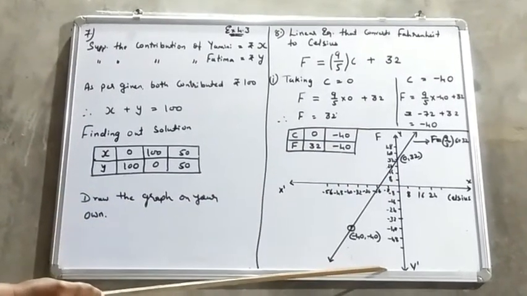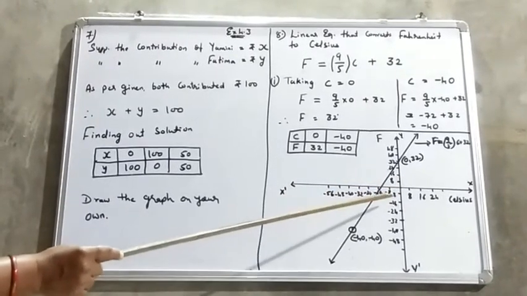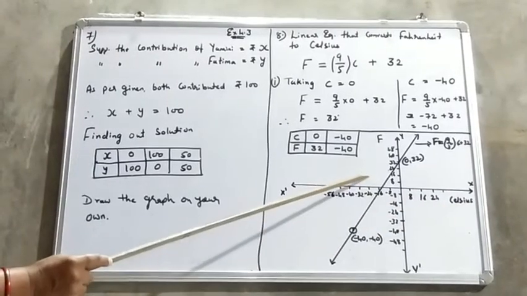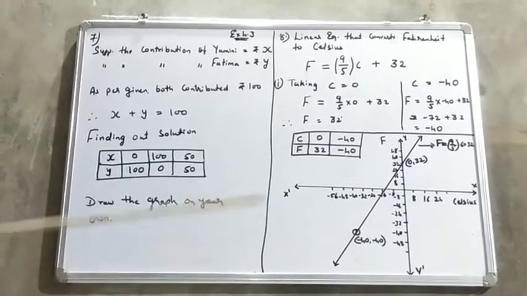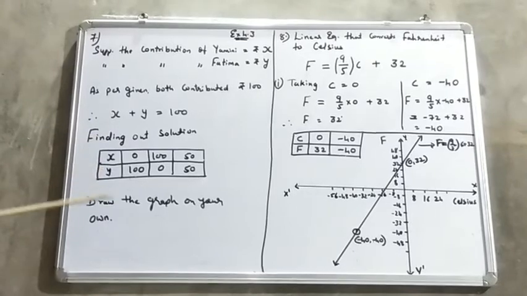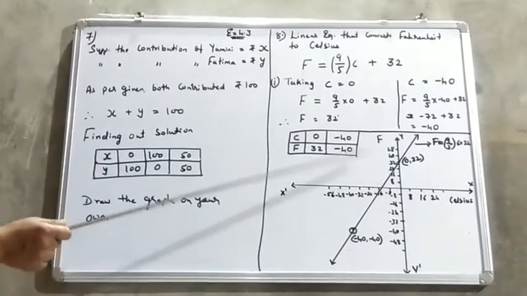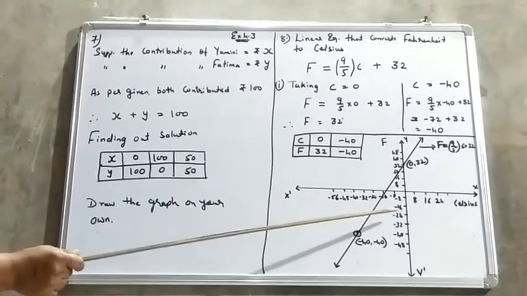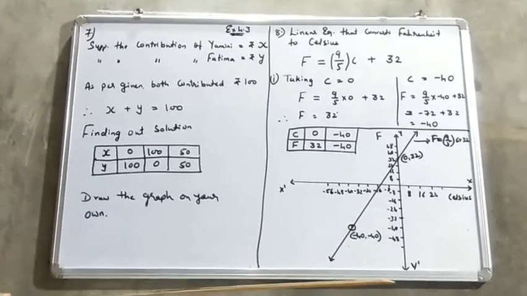Tabulate both the values and draw the graph. On the graph, I have taken the scale of 1 unit as 8 on both the x and y axes: 8 Celsius on the x-axis and 8 Fahrenheit on the y-axis. I have not taken 1, 2, 3 since it goes up to 32 and 40, and it would be very long on the graph paper. So to shorten it, I have taken multiples of 8 on both axes, positive and negative: 8, minus 8, minus 16, minus 24, minus 32, minus 40 and minus 48.